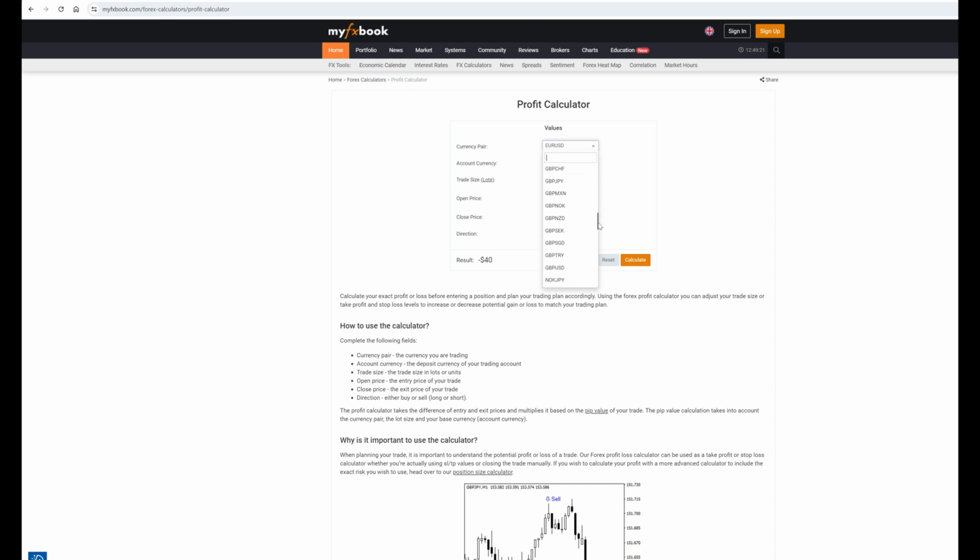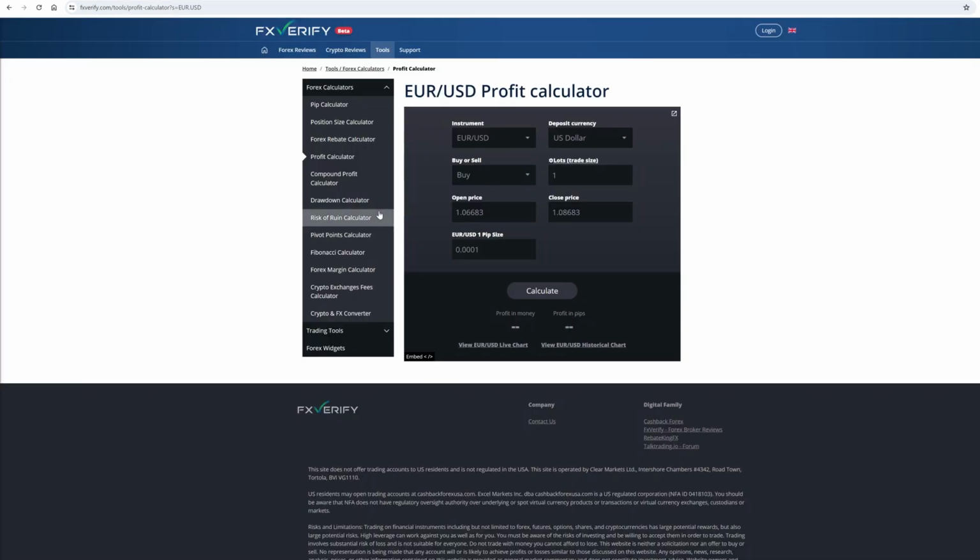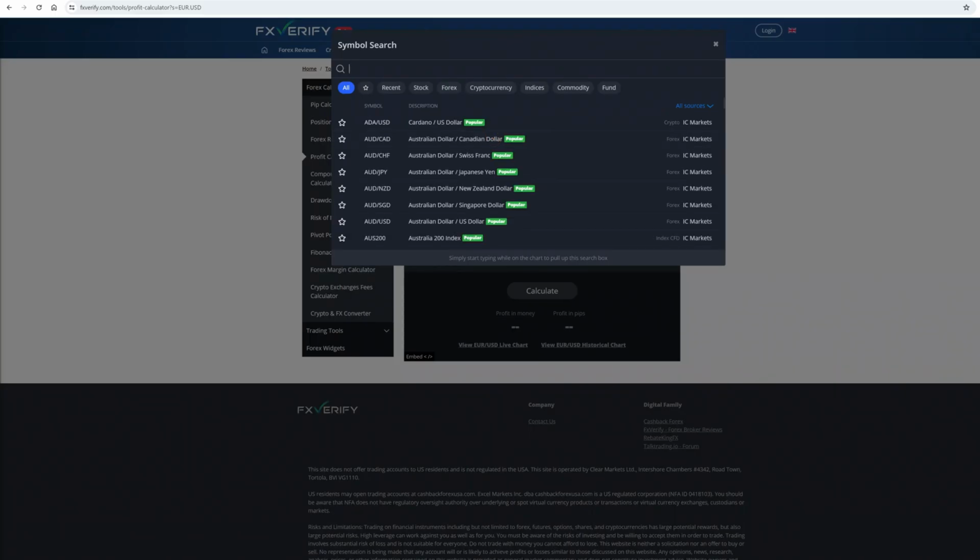And you can also see over here, if you scroll down, you have gold and silver as well. You have platinum, palladium, you have some metals here. So let's have a look at another calculator here from FX Verify. The reason why this calculator is also useful is that you can find anything you want, including indices, for example, or if you trade anything else like futures and stuff like that.